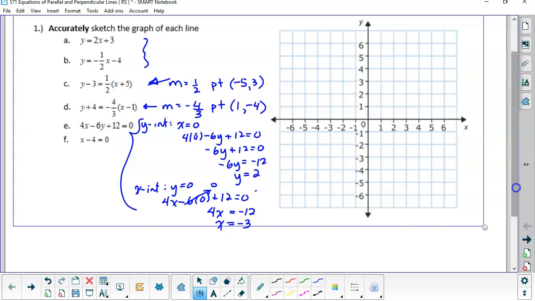So let me graph that one right now, E. So my y-intercept of 2, x-intercept of -3. It's nice to have more points, but you can get more. Take a look. That's going up 2 to the right 3. So that's your slope, 2/3. Up 2 to the right 3. Up 2 to the right 3. Or down 2 to the left 3. Those triangles all have to be the same.